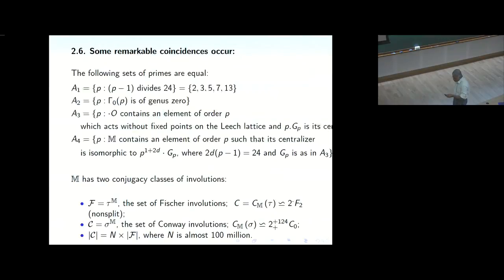Well, there are some very remarkable coincidences, very few of which have a proper explanation. The first one is simple to state. Let's say that A1 is the set of all primes p such that p minus 1 divides 24. That is exactly this set of primes. You remember that this is the set of primes that appeared in my earlier list also. And A2 is the set of all primes such that this modular group has genus 0. These conditions are a little technical.